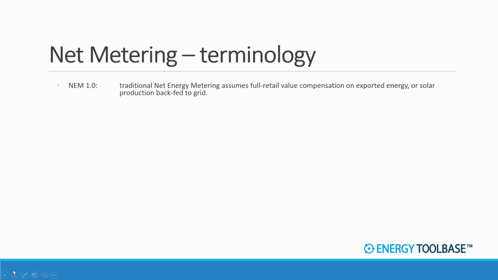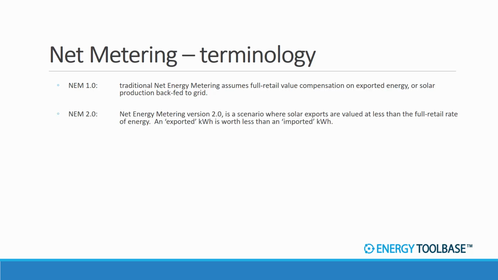to a section. I'm going to start this video reviewing some terminology, so we're all on the same page as I'm using these terms throughout the video. So NEM 1.0, or traditional net metering, assumes full retail value compensation on energy being backfed to the grid. Therefore, NEM 2.0 is a scenario that assumes exported energy is getting valued at less than the retail rate of energy. In other words, a kilowatt hour exported is worth less than a kilowatt hour imported.